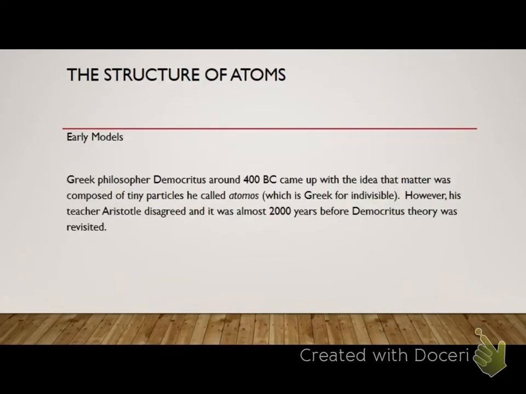So the structure of the atom, the early models. First of all, we had a Greek philosopher named Democritus around 400 BC. He was the first person to come up with the idea of the atom. He called them atomos, which is Greek for indivisible particles. However, his teacher was Aristotle, the famous philosopher, and he disagreed with Democritus. Since he was the teacher and Democritus was the student, it was almost 2,000 years before his theory was credited. But he is credited as the first person to come up with the idea that all matter had tiny little particles. Okay?